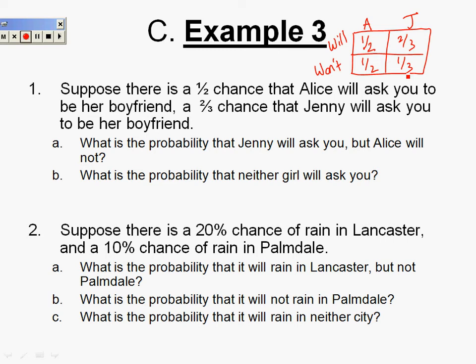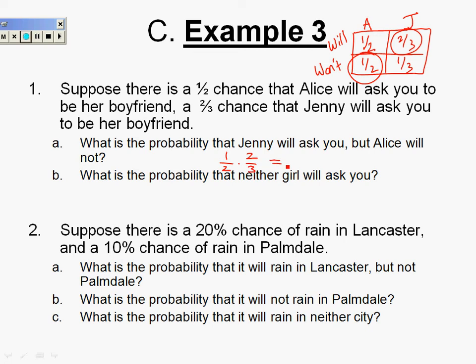I just need to pick what two numbers I'm using for each problem and then multiply them. Okay, so they're asking, what's the probability that Jenny will ask you, right? But Alice will not. So there's the two numbers. They want to know the probability of two things happening together. So what do you do when you have two probabilities that you want to happen together? You multiply them. So it's going to be 1/2 multiplied with 2/3.